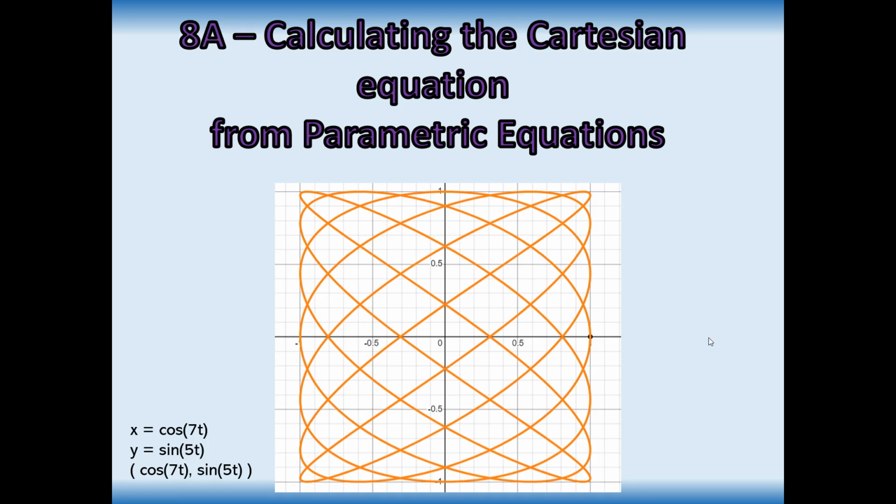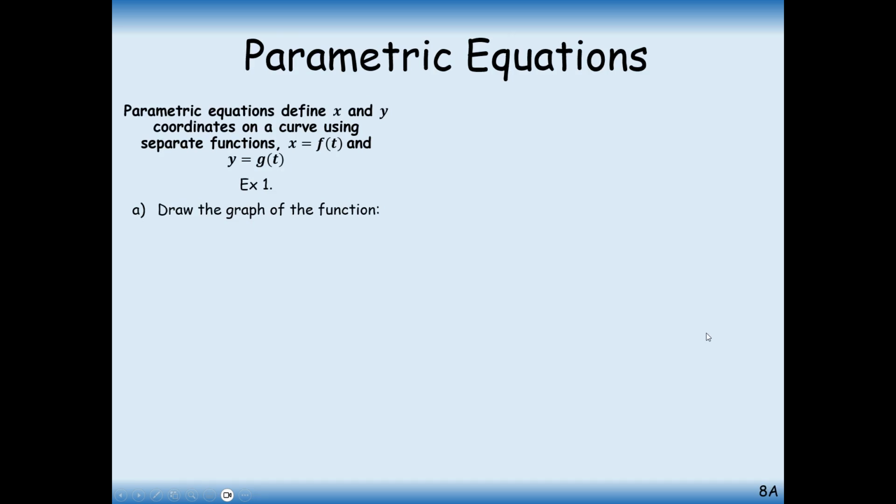Okay, so let's get to the business here. The very first example is asking us to draw a graph of this function, x being 2t and y being t squared. First of all, let's understand that parametric equations are defining x and y coordinates in a third variable. So our third variable is usually t, or theta if we have a trigonometric function.